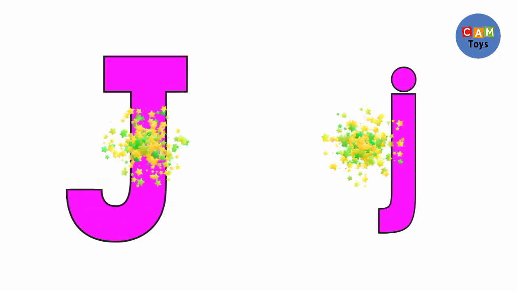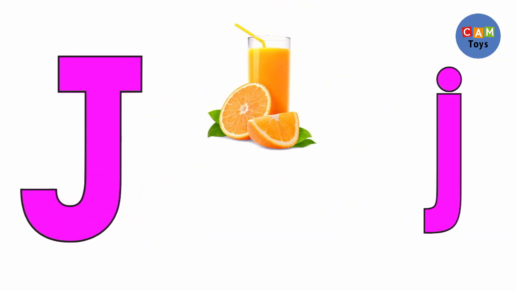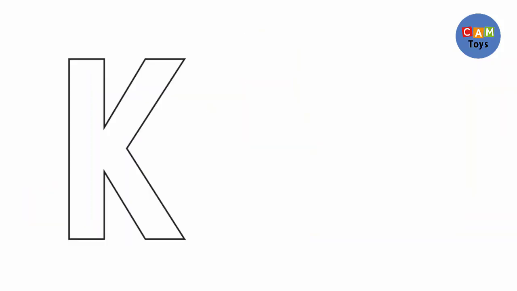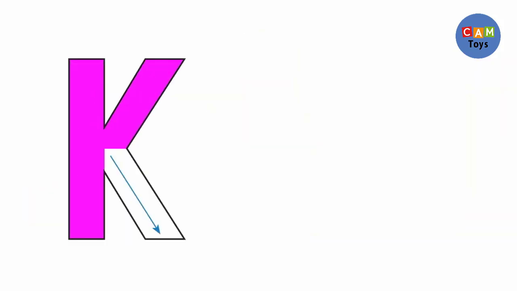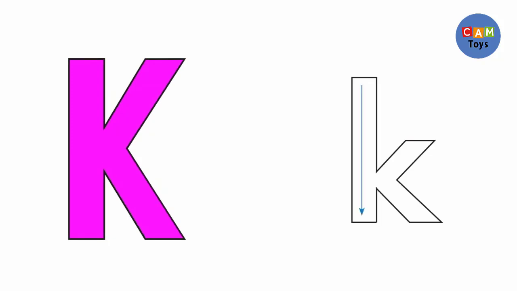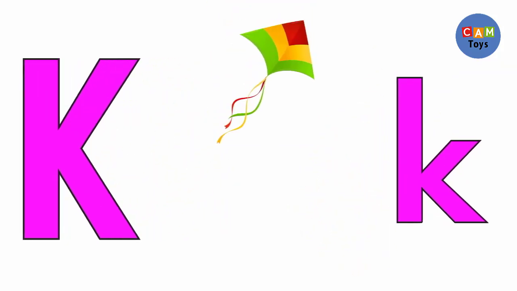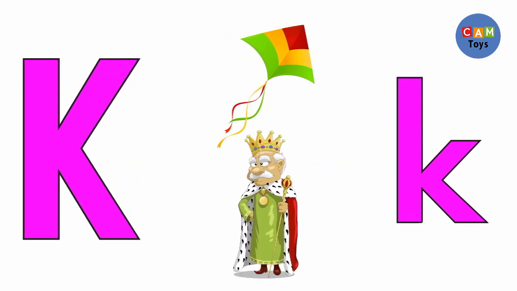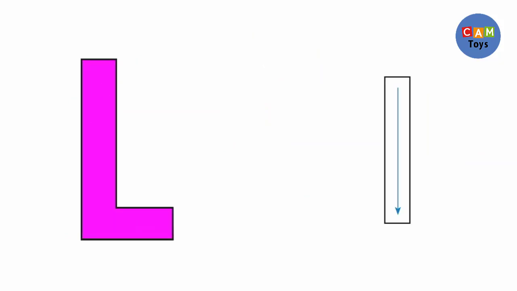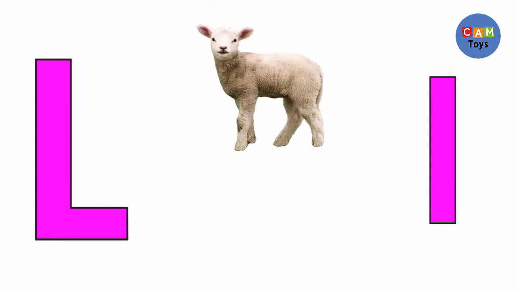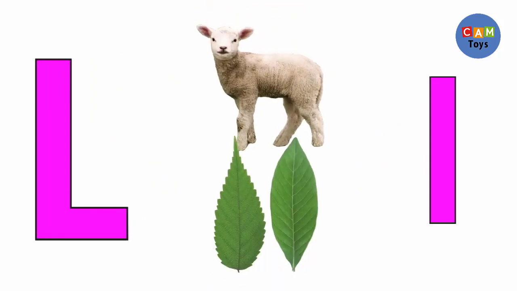J. J for juice. J for jug. K. K for kite. K for king. L. L for lamb. L for leaf.